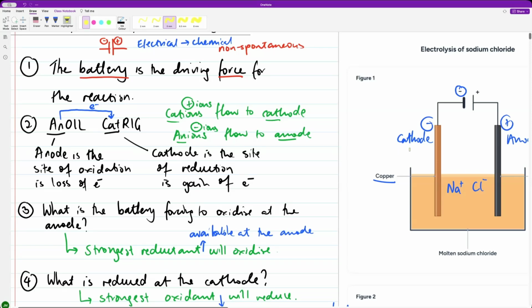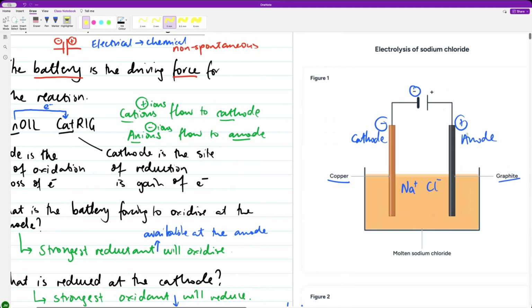Now we know that at the cathode, second rule over here, is going to be reduction. So reduction is going to happen here, and oxidation is going to happen at the anode, which means that the electron flow is going from right to left, and ions are going to flow in a certain direction. The cation, the sodium, is going to flow to the cathode. Cations flow to the cathode, and the anion is going to flow to the anode.